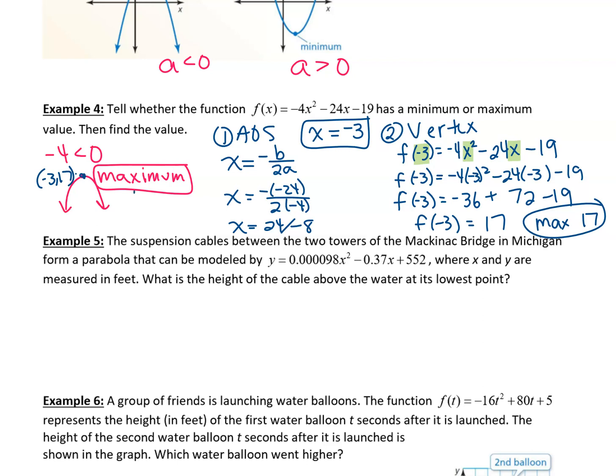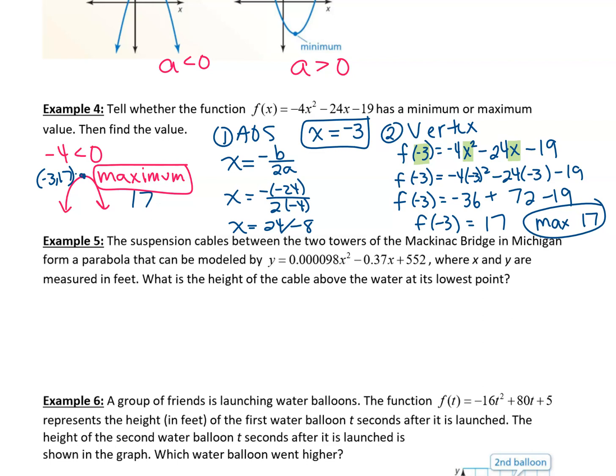But if I want the maximum is just the 17 part. So, on the minimum, you still only want the y, right? Yep. Either way, minimum or maximum, we only want the y part of it. Okay, so now we have a couple of word problems.